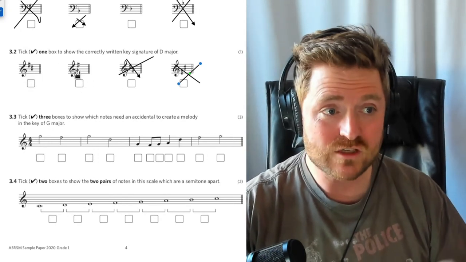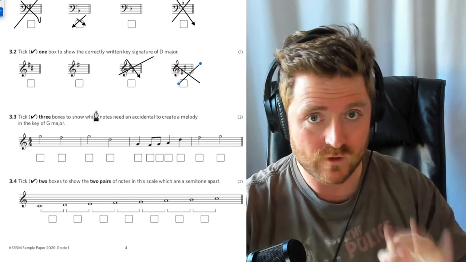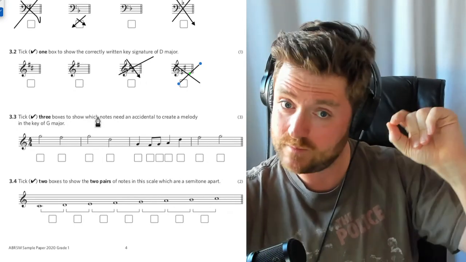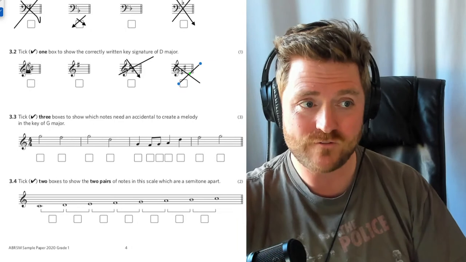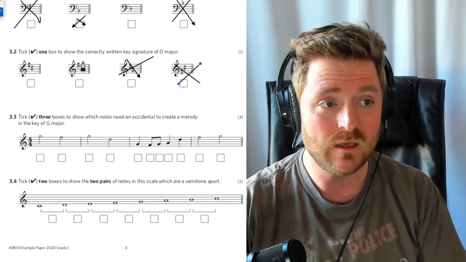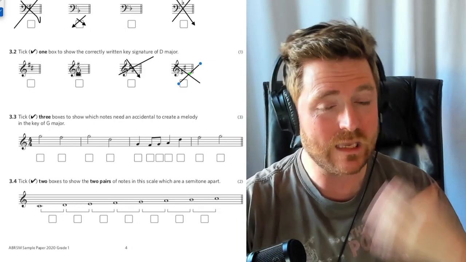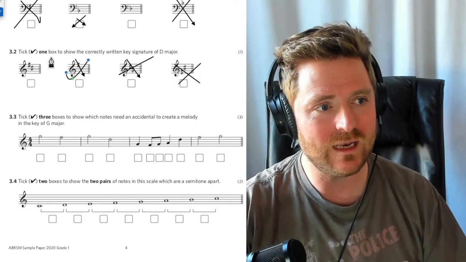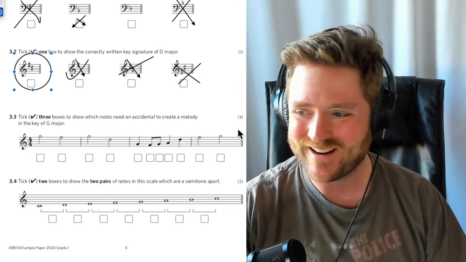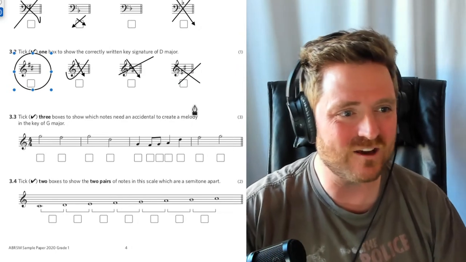How do we know it's D major? Well, you take the last sharp, Father Charles, and you think up a semitone from that, do you remember? So here we have F sharp and C sharp, and here we just have F sharp. If we think up a semitone from F sharp, we get G. It is not that one, it is that one there. All right, well done, everybody. Great stuff.